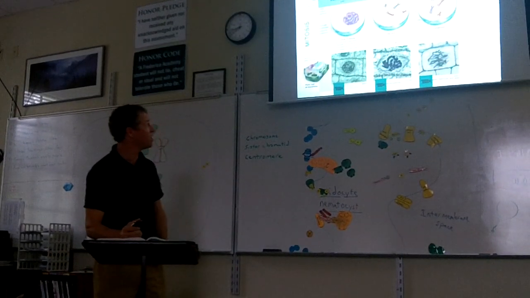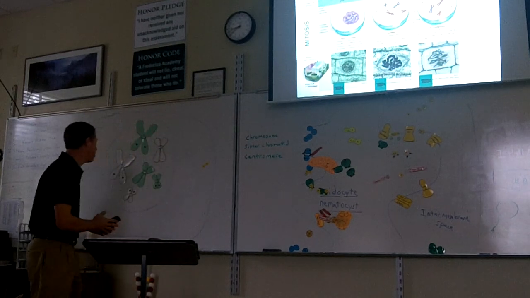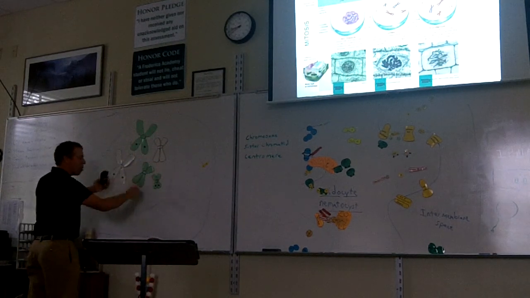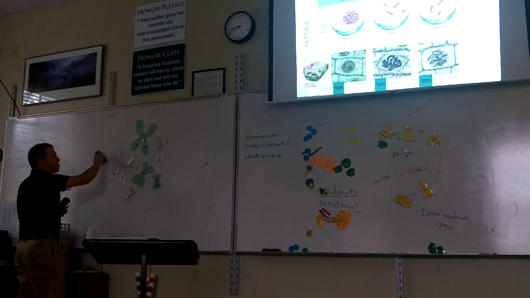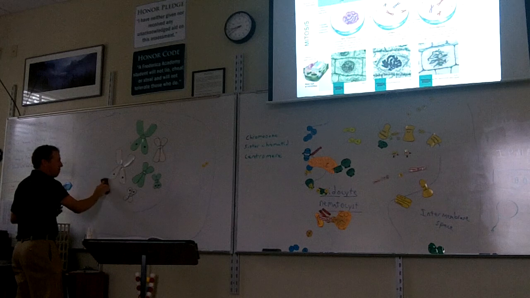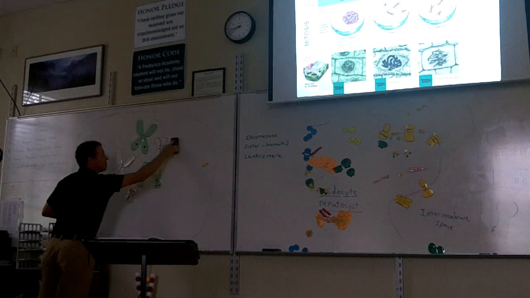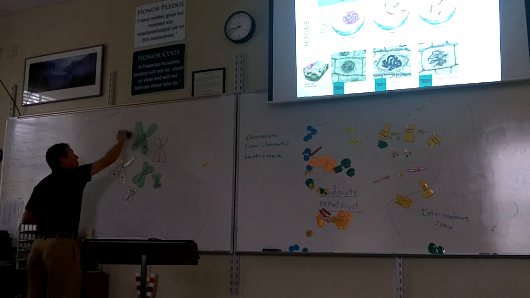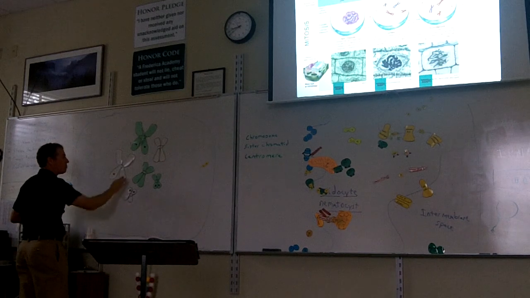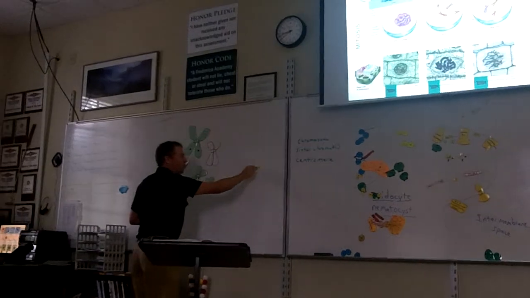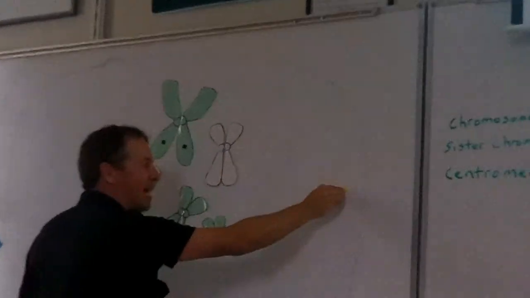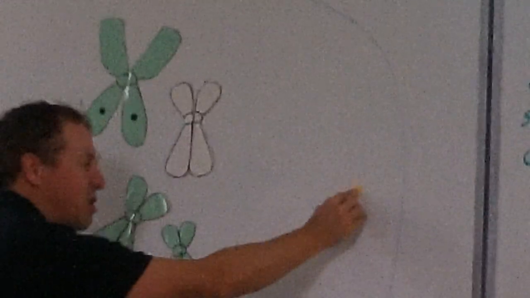Okay, so here's what happens. There's other things that happen in prophase. The chromosomes coil up, and then we have to get rid of the nuclear membrane that surrounds them. So you'll see the nuclear membrane dissolve away. And the little centrioles that existed outside the nucleus start moving. They're going to move to opposite sides of the cell.